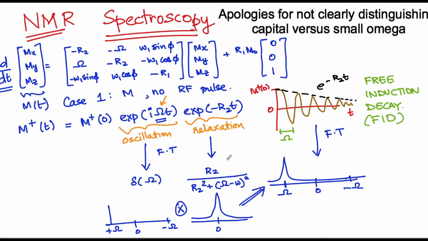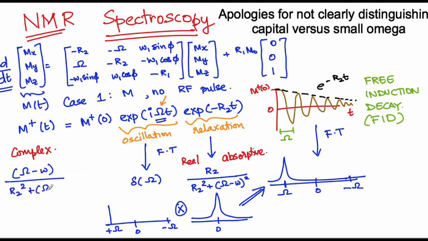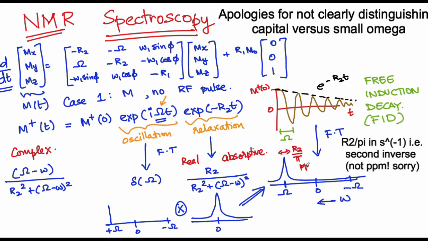One aspect that one has to remember: this is the absorptive Lorentzian part. Remember, you are doing a complex Fourier transformation, so you get two components. The real component is written here, while the imaginary component will go as (omega minus omega0) divided by R2 squared plus (omega minus omega0) the whole squared. The omega is a running variable. When omega equals omega0, you have 1 over R2, and therefore this will result in a line width that will go as R2 by pi in ppm.